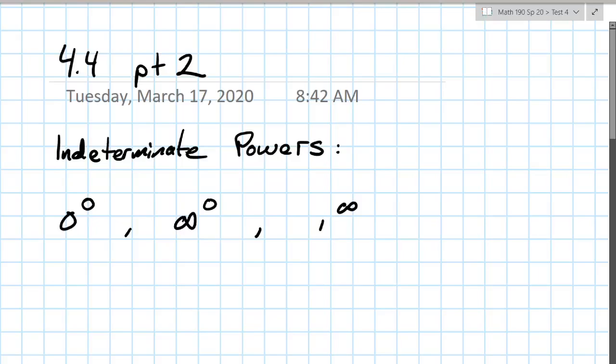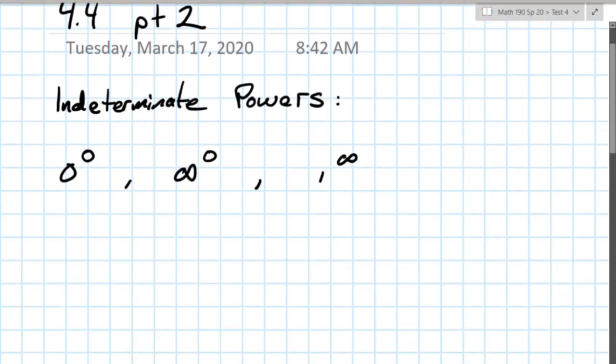Our next type of problem that we want to solve, and the last three types of indeterminate forms, are indeterminate powers. That is 0 to the 0, infinity to the 0, and 1 to the infinity. Each of these problems work pretty much the same way.